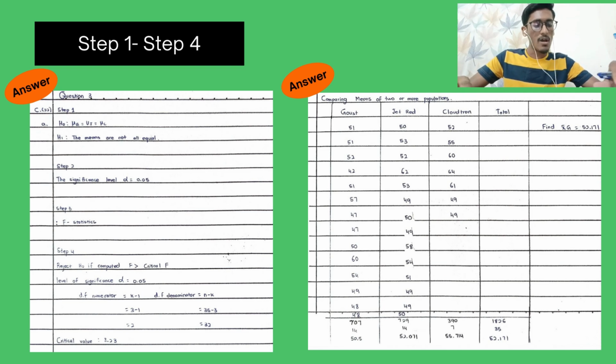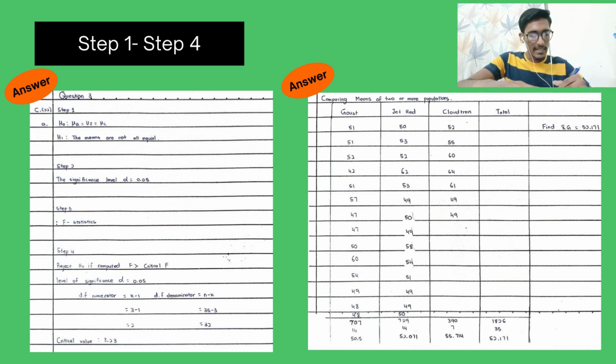Let's compare the means of the 2 or more populations. For Ghost, the total X is 707, N is 14, and the mean is 50.5. For Jet Rate, the total X is 729, N is 14, and the mean is 52.071. For Cloud Time, the total X is 390, N is 7, and the mean is 55.714. The total of X is 1826, the total of N is 35, and the mean total is 52.171.